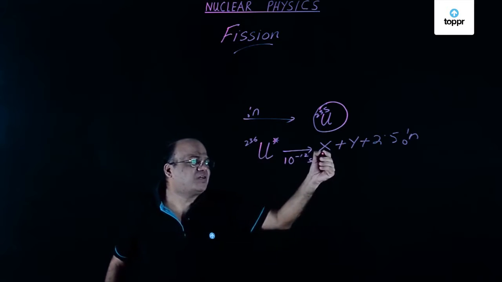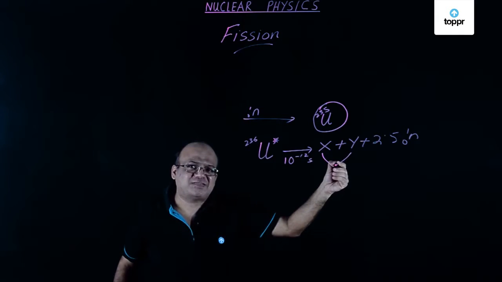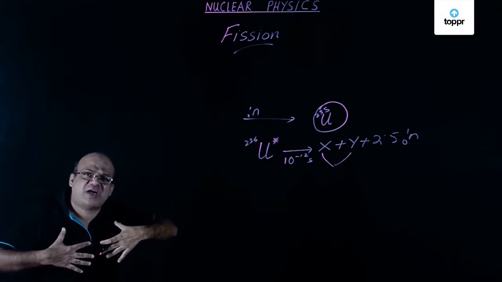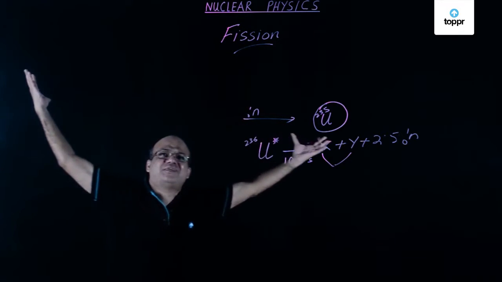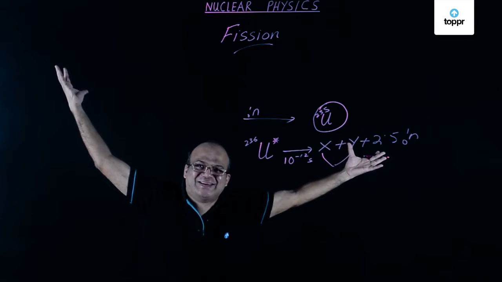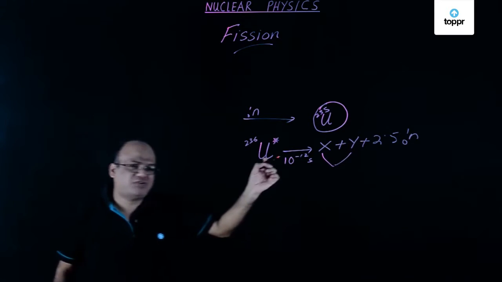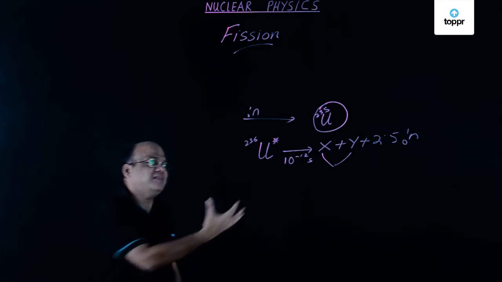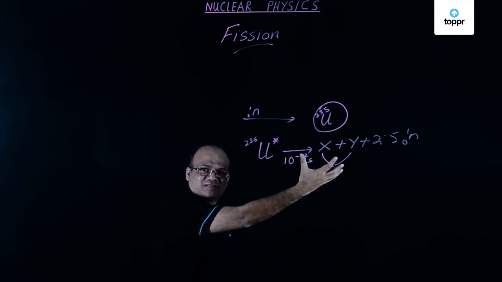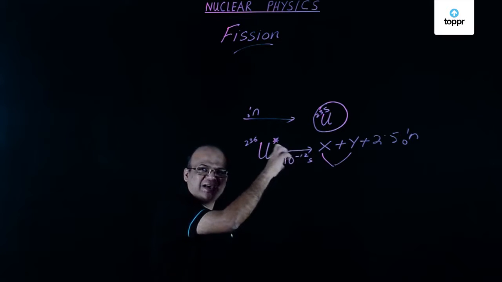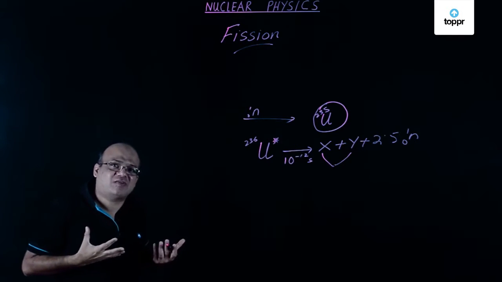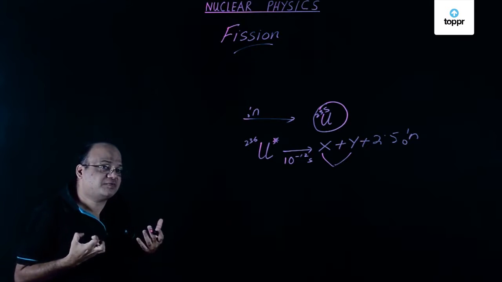Now, these are called fission fragments. These fission fragments fly out with a lot of energy, kinetic energy. Neutrons also pick some energy. And these fission fragments are typically radioactive. So some energy goes as radioactivity of fission fragments.